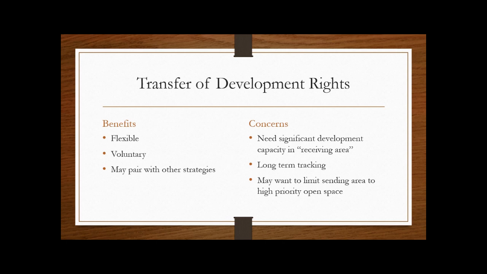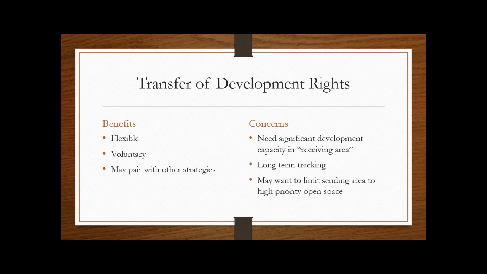The difficulties and concerns: you need significant development capacity in the receiving area. You have to be able to build enough density to make this worthwhile. And then you're going to have the same long-term tracking of where the development rights have been removed and where they end up getting used. And you might want to limit the sending area to priority areas that you want to conserve, maybe not have the sending area be the entire town.